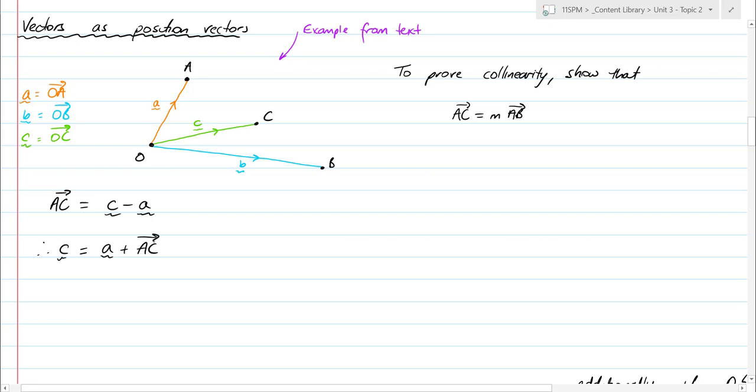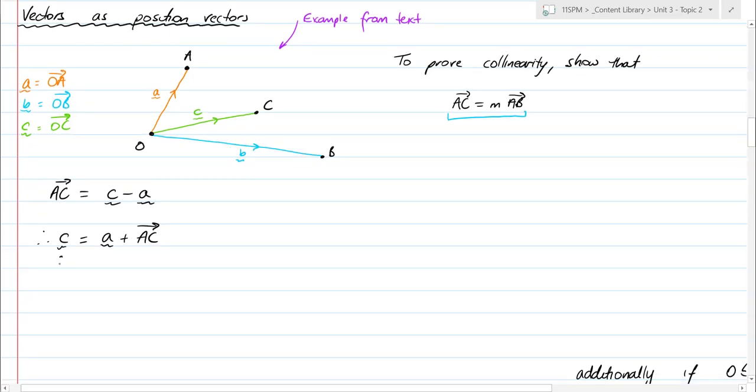But we also know something else about AC from our assumption up here. We know that AC is equal to M AB. So what I'm going to do is change this now.